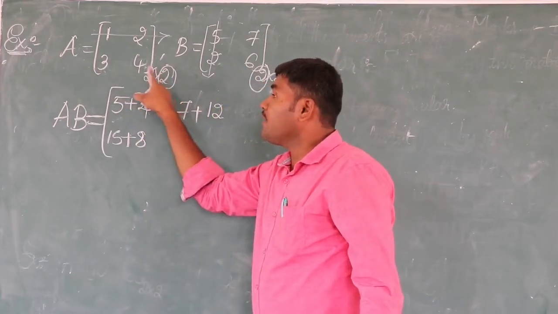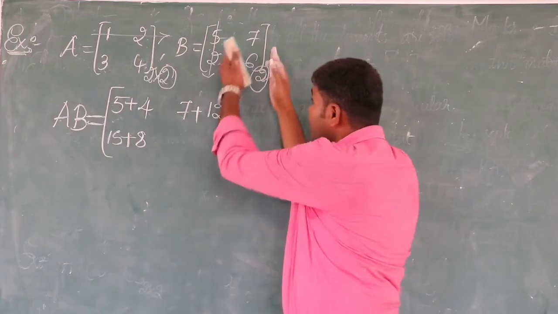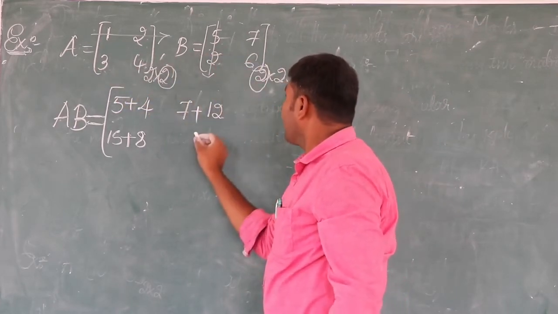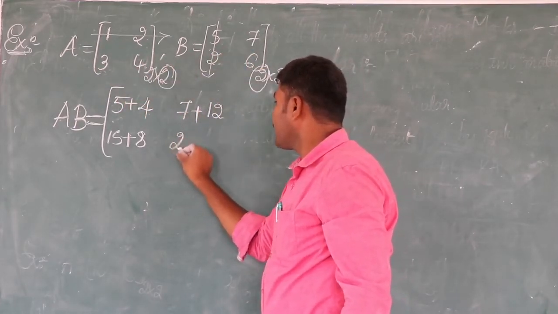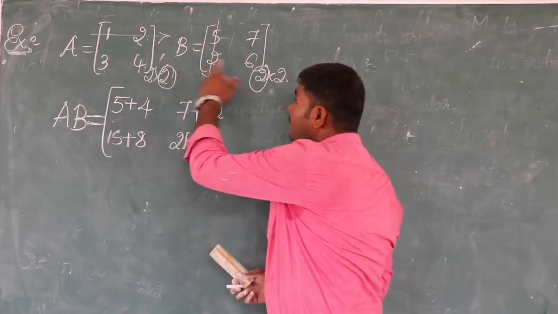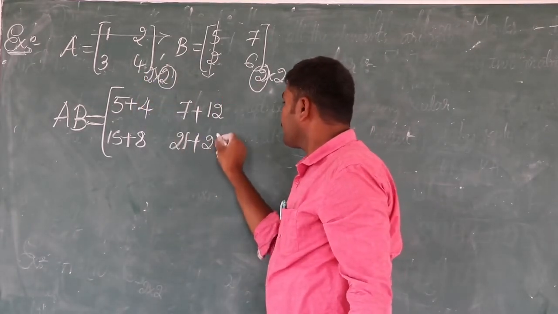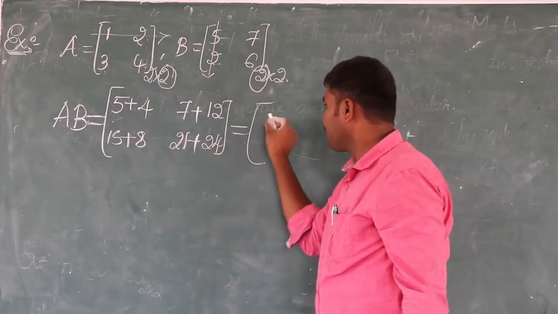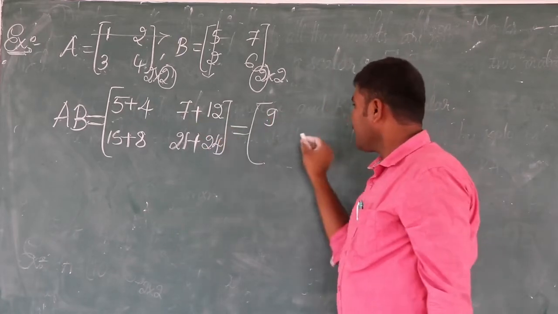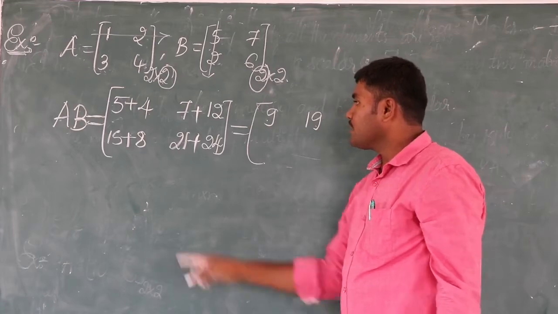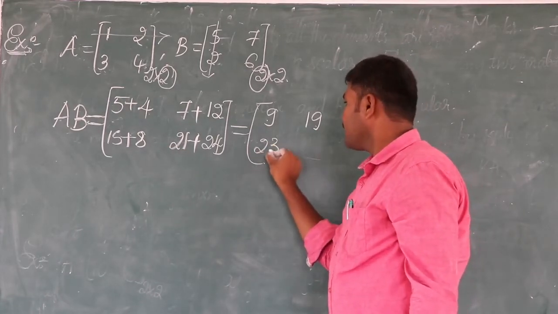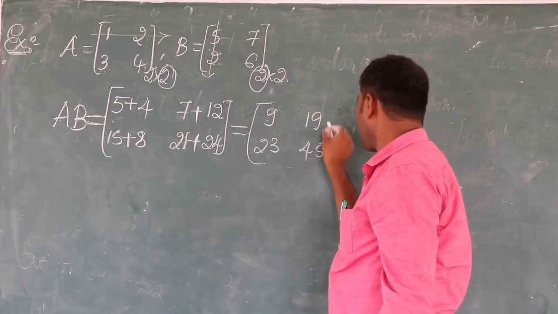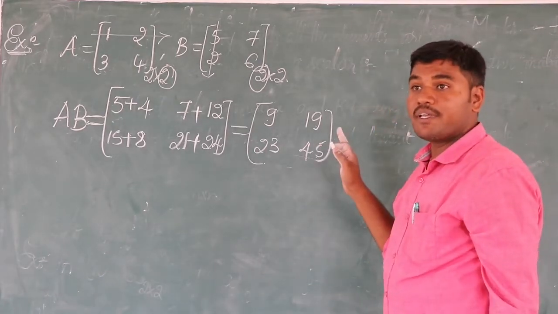Similarly, second row elements of matrix A are multiplied with second column elements of matrix B, that is 3 multiplied with 7 gives 21, and 4 multiplied with 6 gives 24. So now the sum of these elements: 5 plus 4 is 9, and 7 plus 12 is 19; 15 plus 8 becomes 23, and 21 plus 24 becomes 45. This is all about multiplication of the matrices.